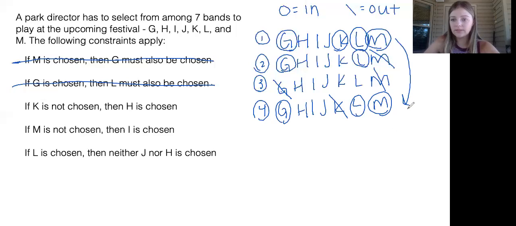Now we can look and see where our rule applies. Our rule applies when K is not chosen. So can we do anything in world number 1? We can't, because K is circled, so therefore the rule does not apply. However, in world number 4, K is not chosen, which means that this rule does apply. So when K is not chosen, we know that H must be chosen.